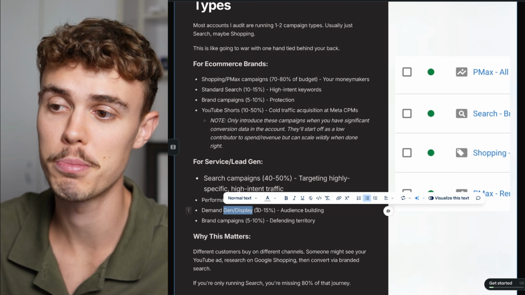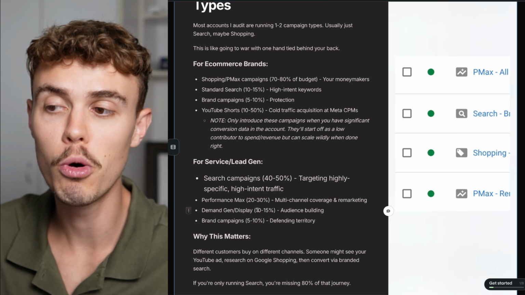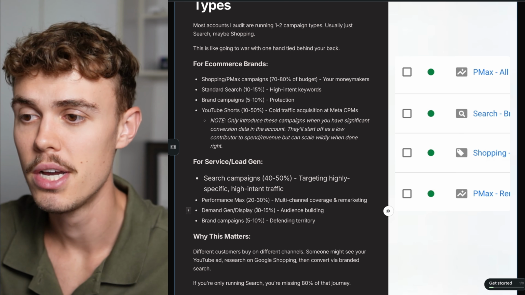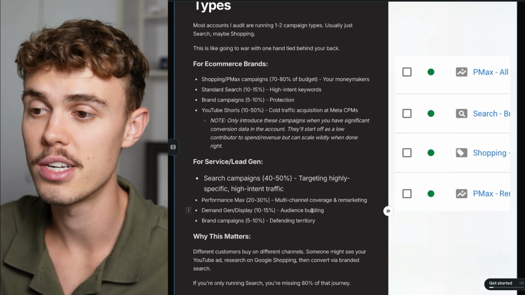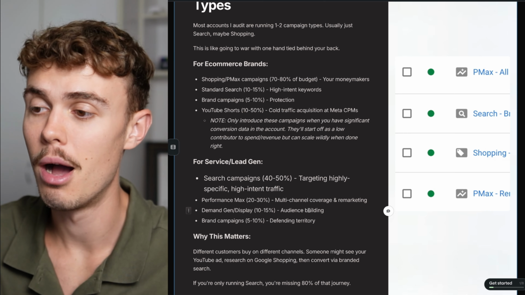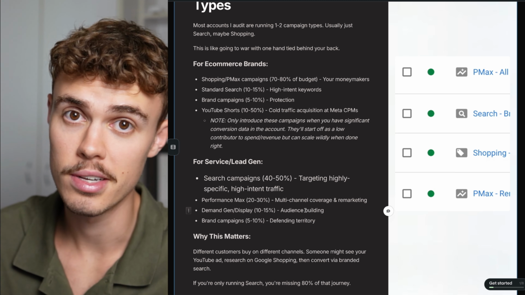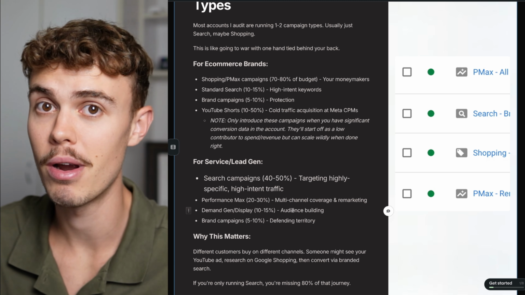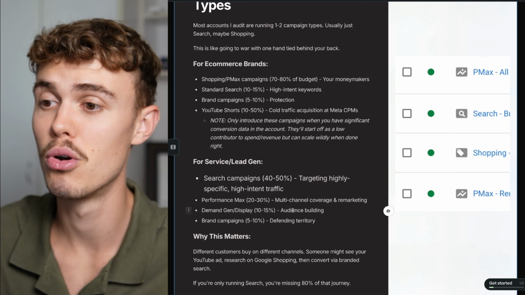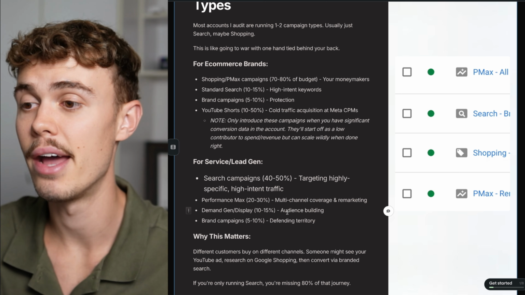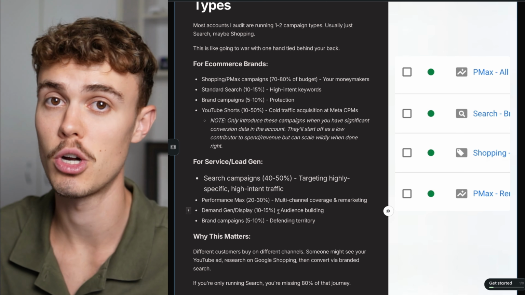Next up, demand gen and display. I recommend this as a small portion of a service-based account just to potentially build your audience, get more top of funnel exposure, and just get your name out there a bit more. Again, you only really want to be introducing this if you have a pretty sophisticated account that's been around for some time and you already have a lot of conversion data and you have proven offer, proven unit economics on Google, and you can afford to invest a bit more in top of funnel.